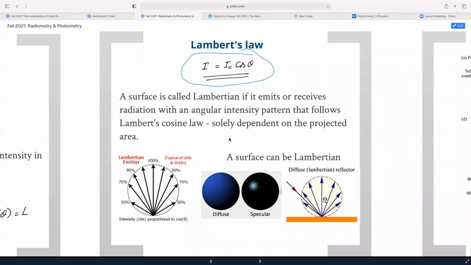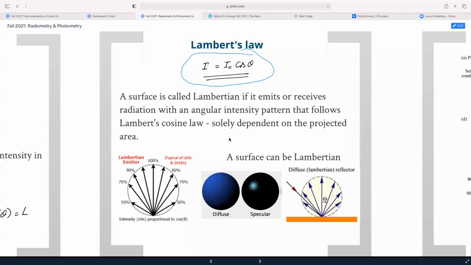A surface is called Lambertian if it emits or receives radiation with an angular intensity pattern that follows the cosine law. It's only dependent on the projected area. So again, you create these plots, which you should think about: on axis, straight on, I get 100% of the light. As I increase the angle, it goes down, but in a cosine fashion, so it traces out a circle. This is the positive angle and the negative angle, but cosine theta is the same, so you get a circle. Out here, at 90 degrees, it's 0, no intensity. So I think you understand this.